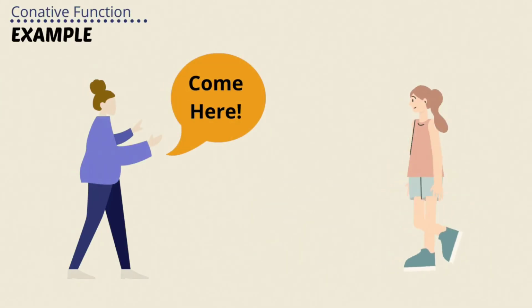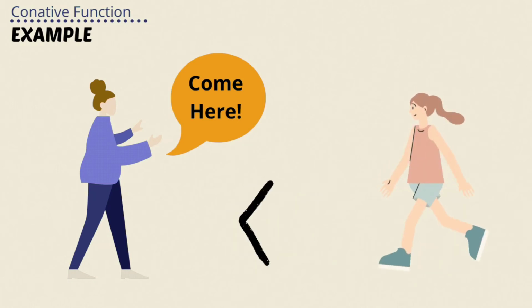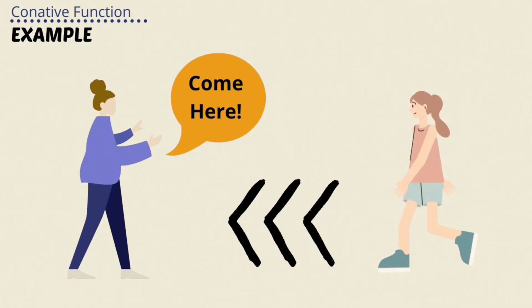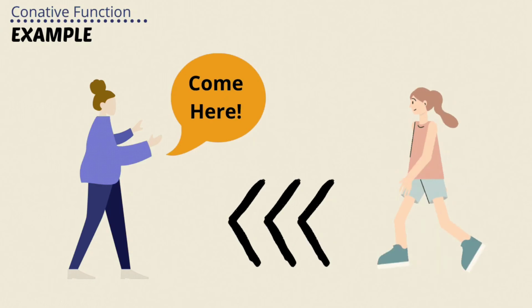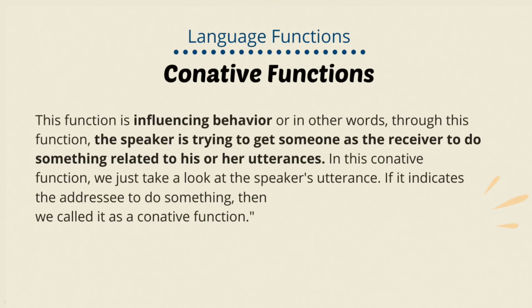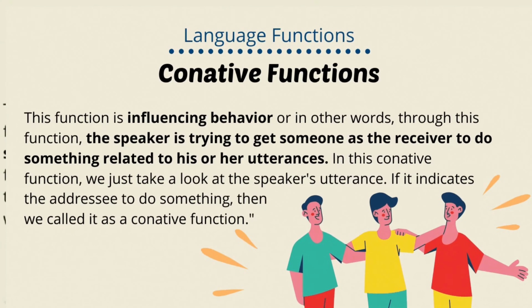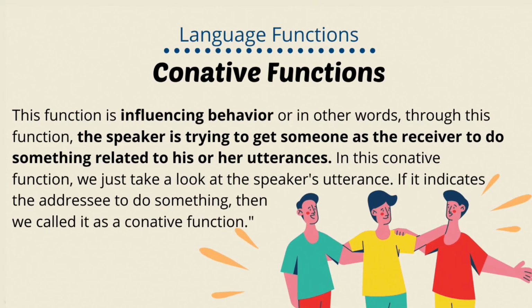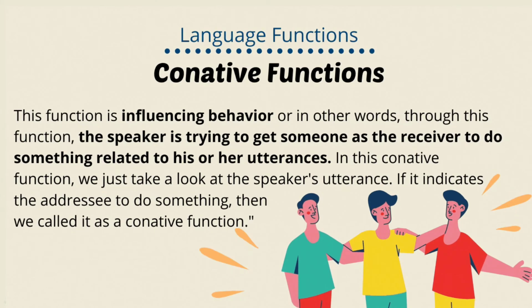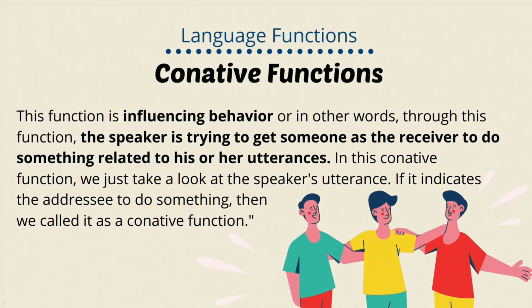For example, you say, "Come here," to your friends. The phrase is used to call your friend to come to you, so that your friend, who is the person who received the message and gets the conative function, will do an act to come closer to you. So, this function is influencing behavior, or in other words, through this function, the speaker is trying to get someone as the receiver to do something related to his or her utterances. In this conative function, we just take a look at the speaker's utterance. If it indicates the addressee to do something, then we call it conative function.